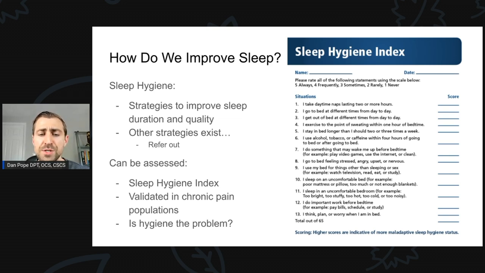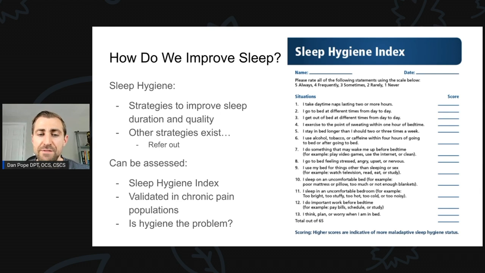Okay. Number 10, I sleep on an uncomfortable bed. Example, poor mattress or pillow, too much or not enough blankets, right? We know that having an optimal temperature is important for sleep. Number 12, I do important work before bedtime. For example, paying the bills, scheduling, or studying. Number 13, I think, plan, or worry when I'm in bed, right?